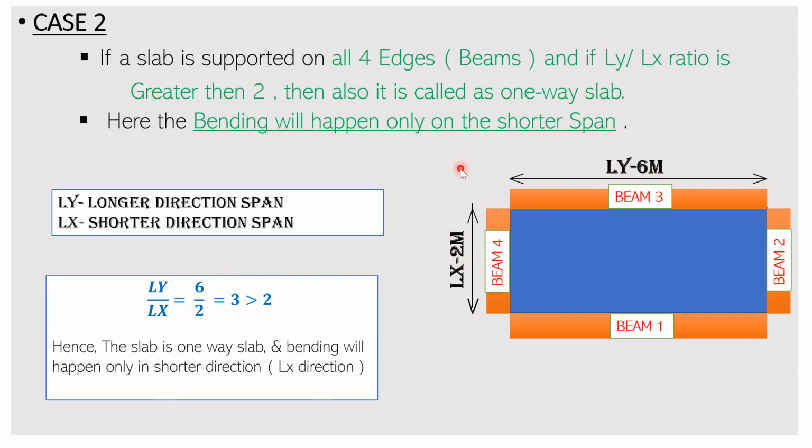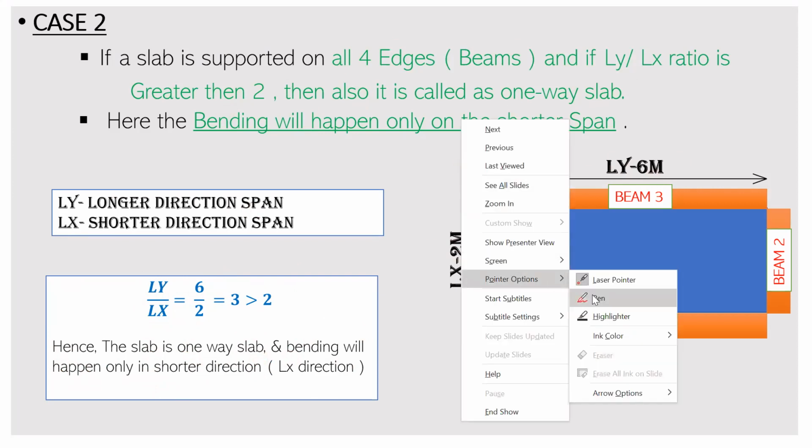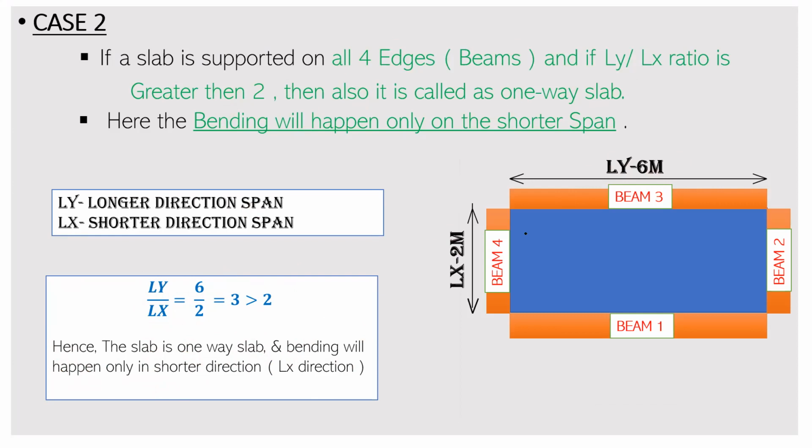So what I'm trying to tell is, I'll make use of a pointer here. In this case the bending will happen in this direction. If you're able to understand, the bending will happen only in this direction, whereas on the longer side there is no bending. This bending will not happen.